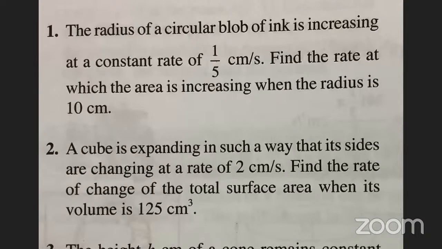The radius of a circular blob of ink is increasing at a rate. So let's call radius r. They said the radius is increasing at a rate. Once you see the word rate, you know that's what? That'll be dr/dt, correct? So dr/dt is 1/5, let's call that 0.2 centimeters per second. They would like you to find the rate at which the area increases. Let's call the area A, when the radius is 10. Okay with that?